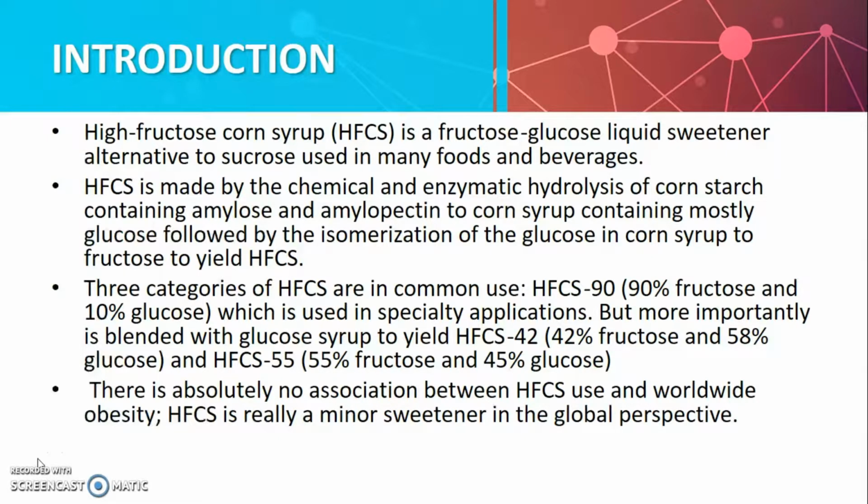There are three categories of HFCS in common use. When there is 90% fructose and 10% glucose, the HFCS is called HFCS 90, which is used in specialty applications. But it is more important when the HFCS is blended with glucose syrup to yield 42% fructose and 58% glucose, to yield HFCS 42. And also, when there is 50% fructose and 45% glucose, the HFCS is called HFCS 55.